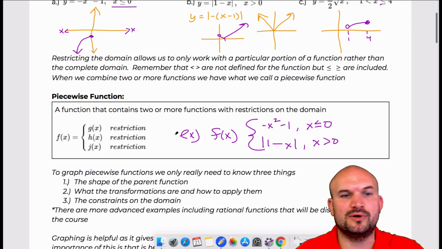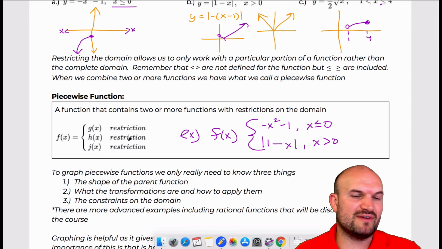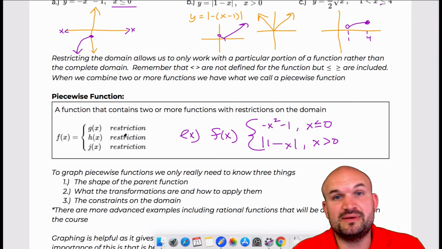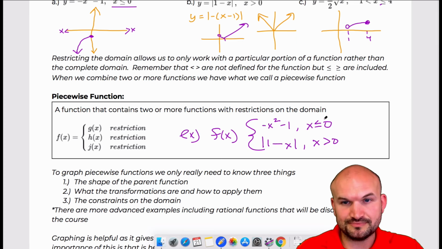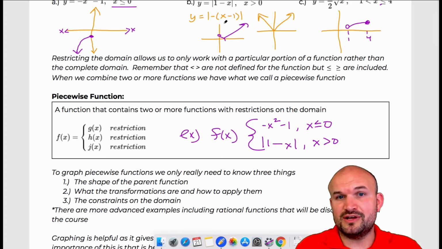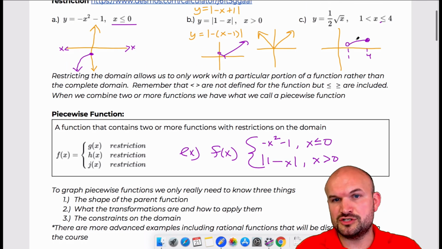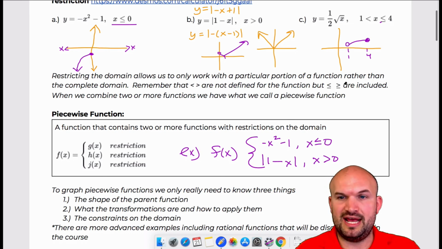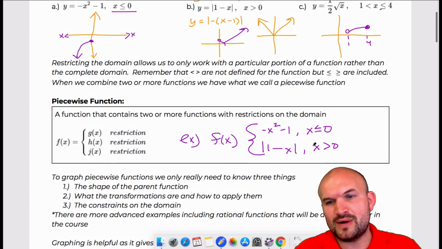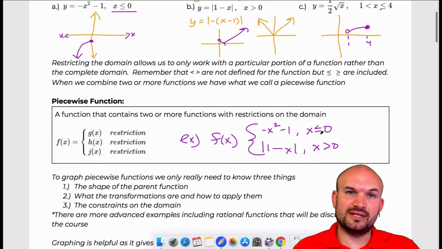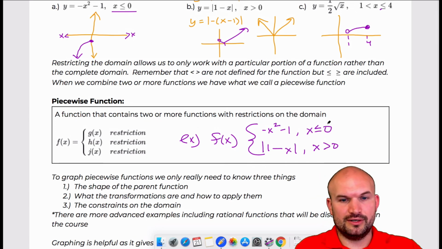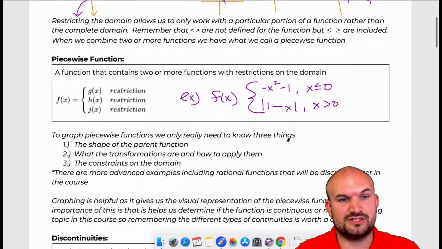So this is an example. In here, I provided you 3 functions, but a piecewise function can have 2 or more. There's no limit on the number of functions. But it is a function. So I wouldn't want to combine these 2 functions because then they wouldn't pass the vertical line test. So therefore, it wouldn't be a function anymore. That's why looking at the restrictions is really helpful to understand where each function is going to be graphed, or at least where the domain is going to be defined.